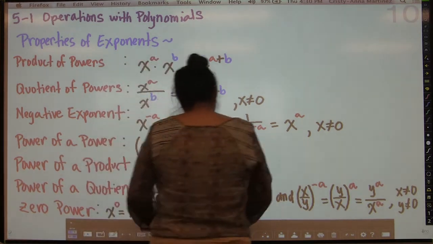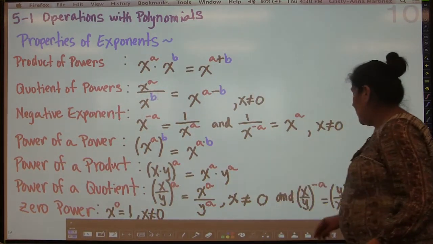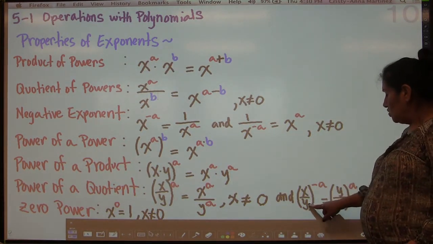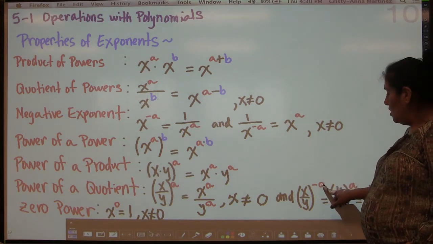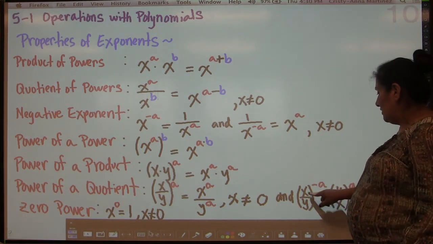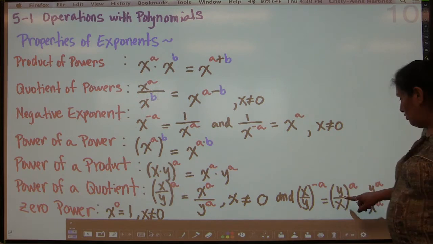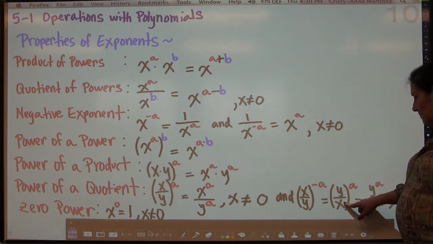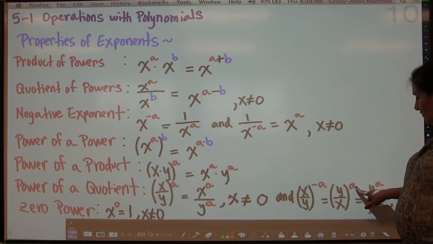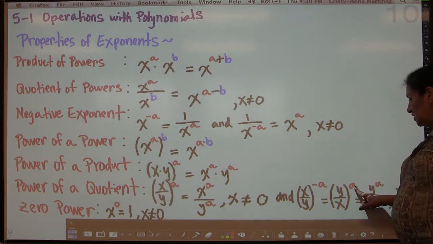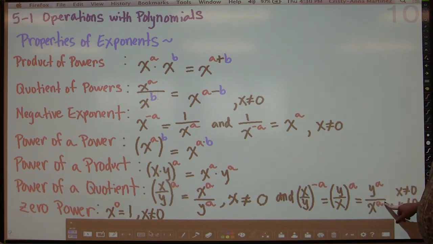But even more importantly with this one, if you have a quotient and it's to the negative a power, then you can actually reciprocate the inside. You'll notice that here the y went to the top and the x went to the bottom, but the exponent is now positive, which in turn means that you can have y to the a over x to the a. And again, in this case, you don't want x or y to be 0 because you have those potentially on the bottom.